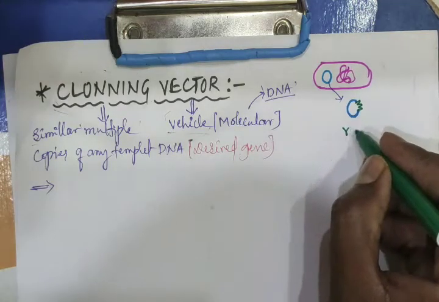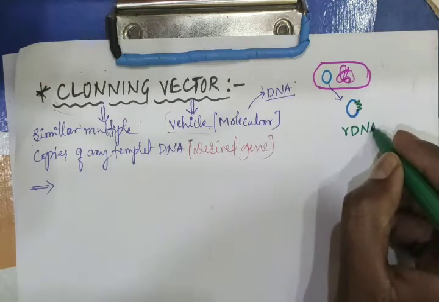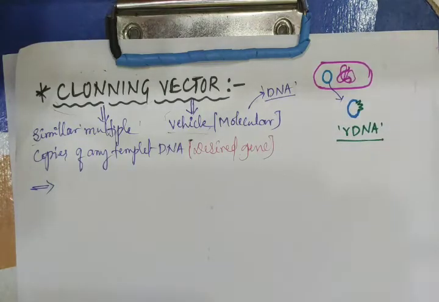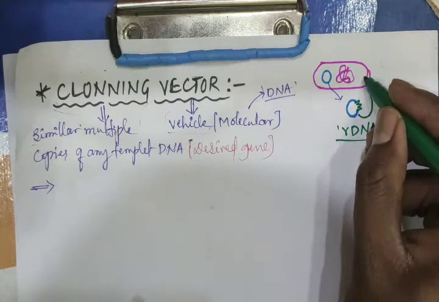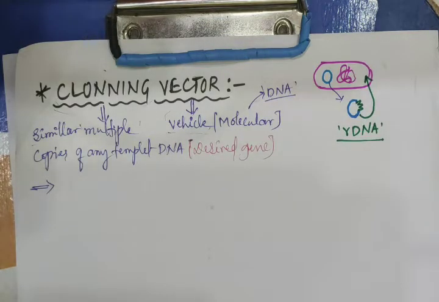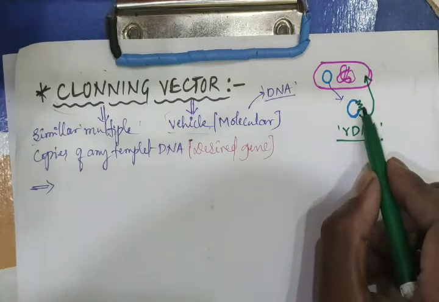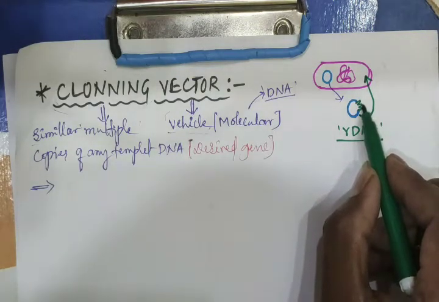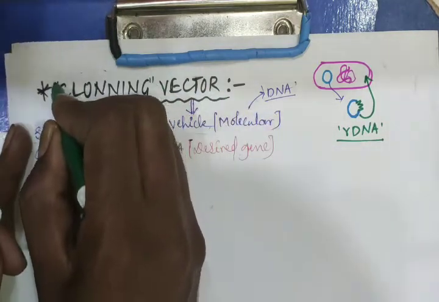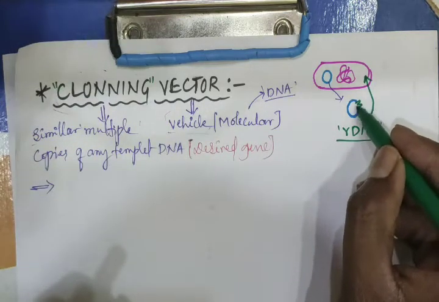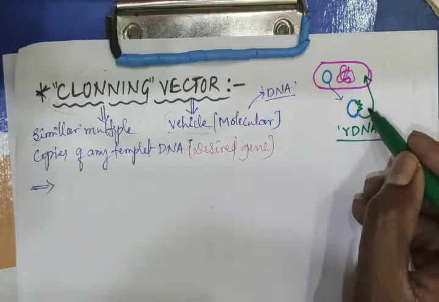Now this total structure we will refer to as rDNA, right? This is rDNA. Now rDNA is entered back into the host cell. Now this desired gene is going to multiply, and that process is cloning. Why? Because after the multiplication, the same exact genes are produced in the same copy numbers.